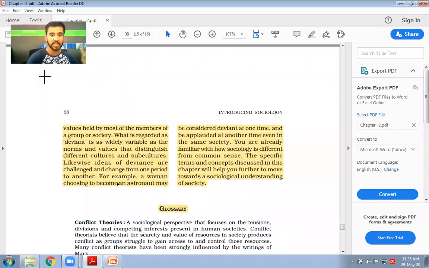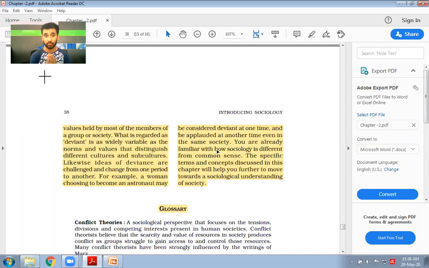Now look at the example. For example, a woman choosing to become an astronaut may be considered deviant at one time and be applauded at another time, even in the same society. Now there is a woman who wants to become an astronaut. In primitive or traditional societies, people would say, why will a woman become an astronaut? She cannot become an astronaut, she should not do this field, she should follow some other field.